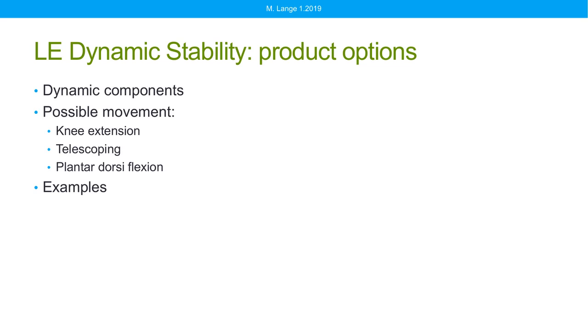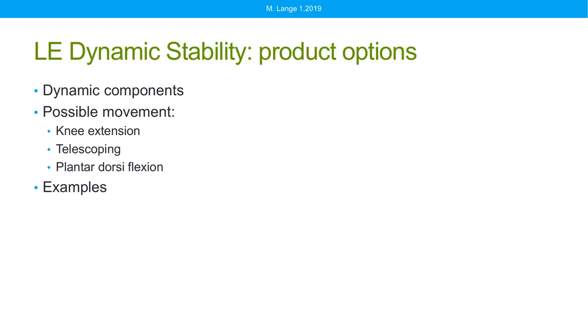So we have a number of product options. Again, there are dynamic components, usually that replace the current footrest hangers. The movement that's possible and varies from product to product includes knee extension, where we are increasing the angle at the knee, we're straightening it out. A telescoping feature where the foot plate moves downward towards the floor, and plantar and dorsiflexion movement at the ankles. You can have all three of those or perhaps just one.